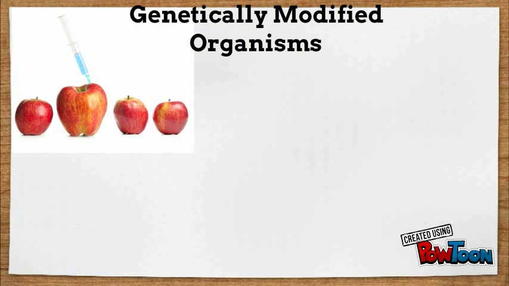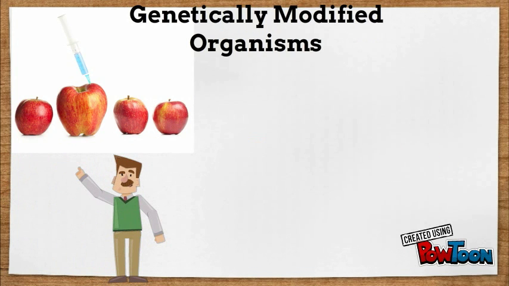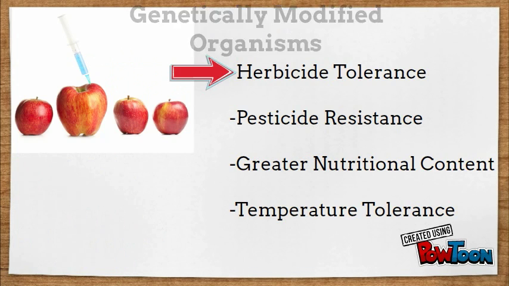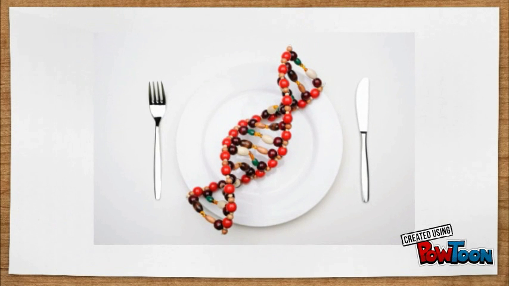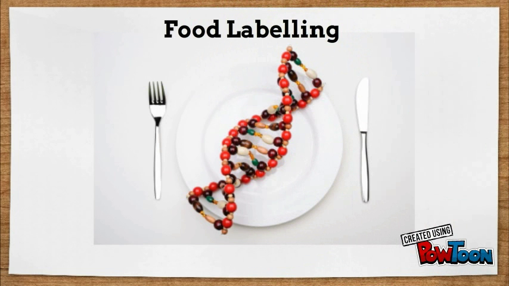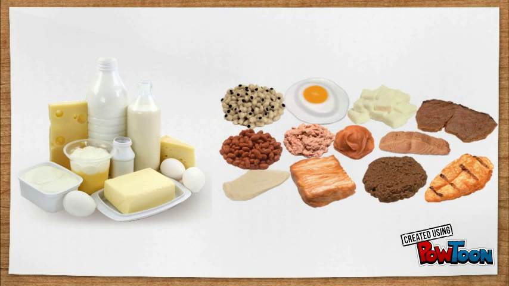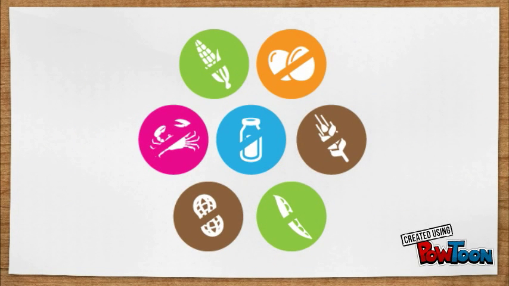PCR is used in the formation of genetically modified organisms, also known as GMOs. GMOs are food crops that have been altered using molecular biology techniques to enhance them with characteristics such as herbicide tolerance, pesticide resistance, greater nutritional content, and temperature tolerance. In the food industry, PCR is used for food labeling. Labels on foods containing dairy, protein, or any other potential allergens can help keep consumers safe.